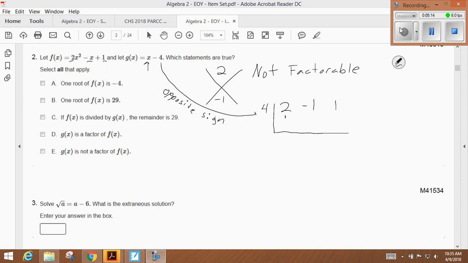So remember, we take this 2 and we drop it down. And then we go 4 times 2 is 8. Negative 1 plus 8 is 7. 4 times 7 is 28. And then 1 plus 28 is 29. You guys remember what that number is? It's the remainder, right? So right away, boom, C is looking good.